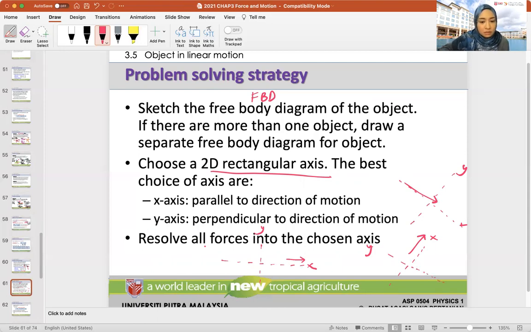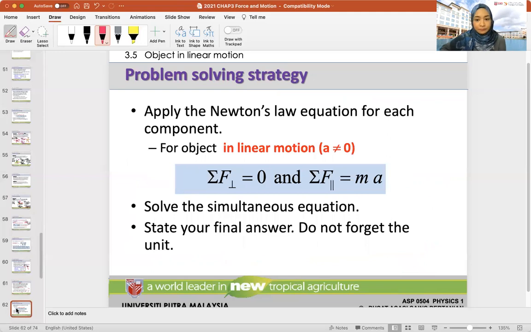Okay, what else? Resolve all forces into the chosen axis, baru tulis equation. Identify your condition. Is it equal to 0 or is it equal to MA? And then write your equation based on your free body diagram.